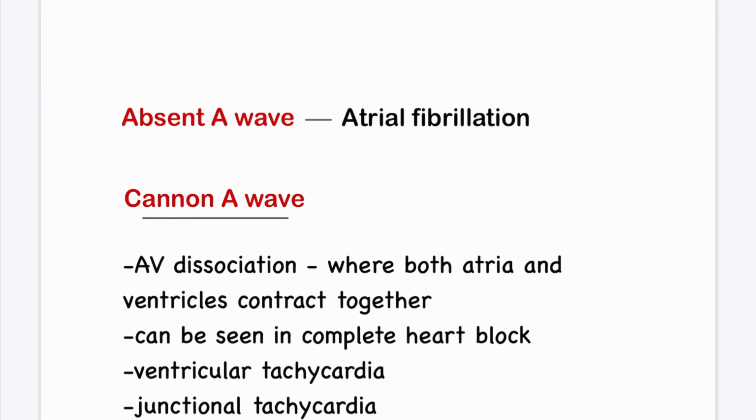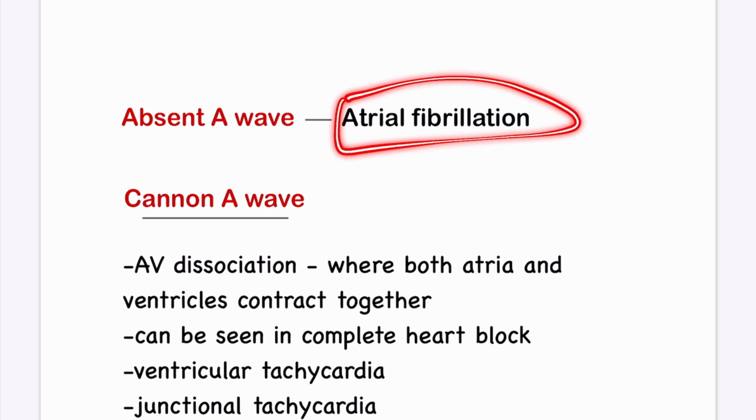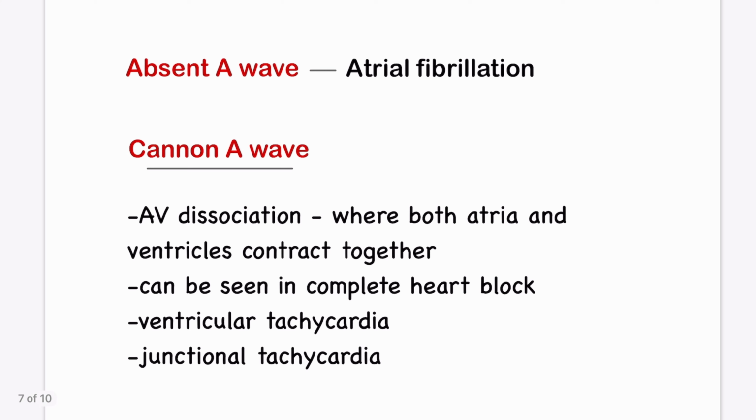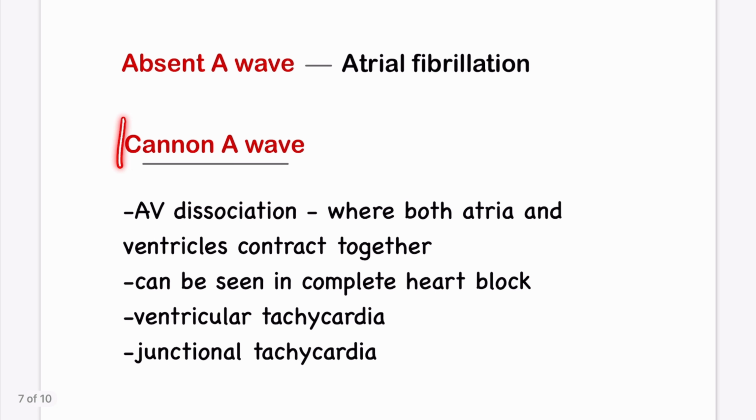Next is the absent A wave. Where can you see absent A wave? It's seen in a condition known as atrial fibrillation. In atrial fibrillation, the atria is twitching, so there won't be any A wave. And where can you see Canon A wave? Canon A wave is seen in atrioventricular dissociation, in which both the atria and the ventricles contract together. It can be seen in complete heart block. It can be seen in ventricular tachycardia and junctional tachycardia.